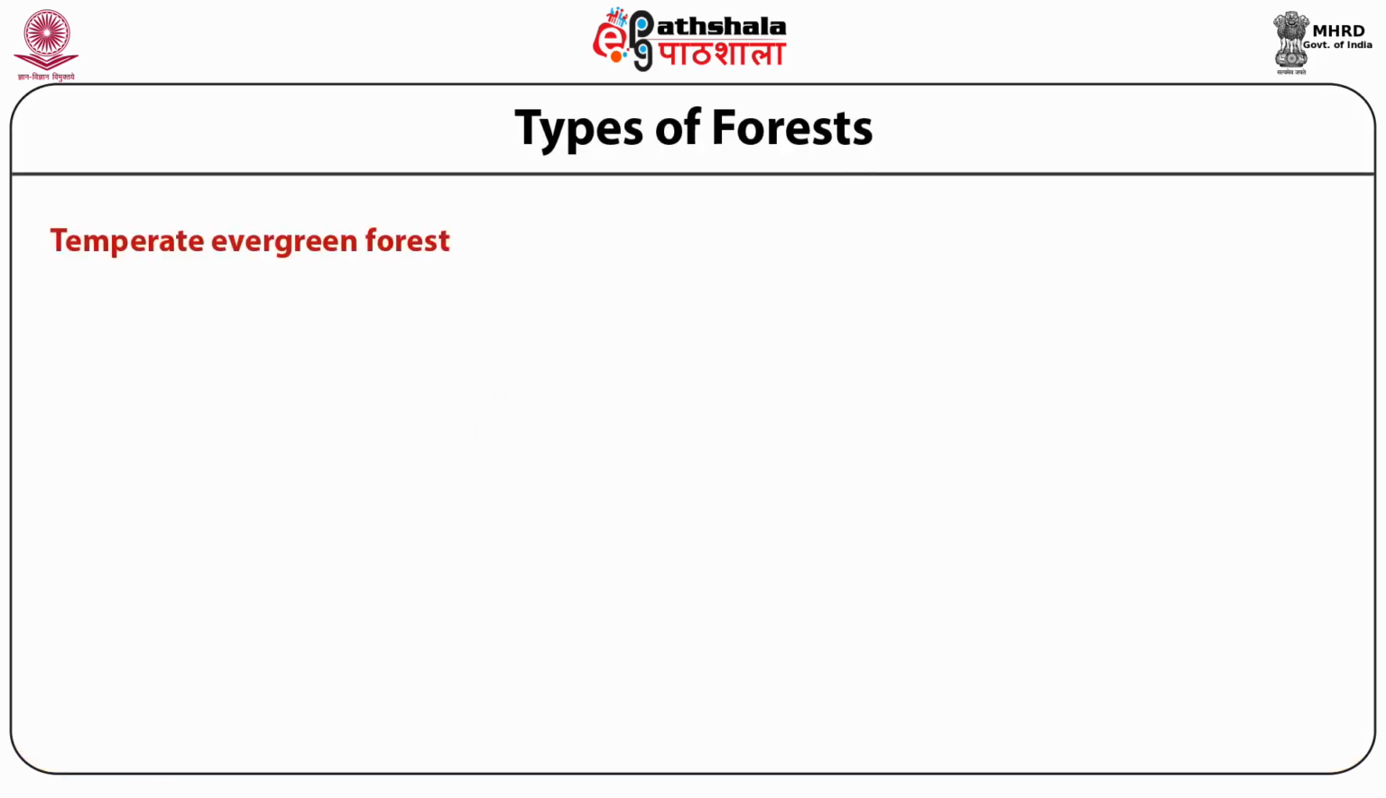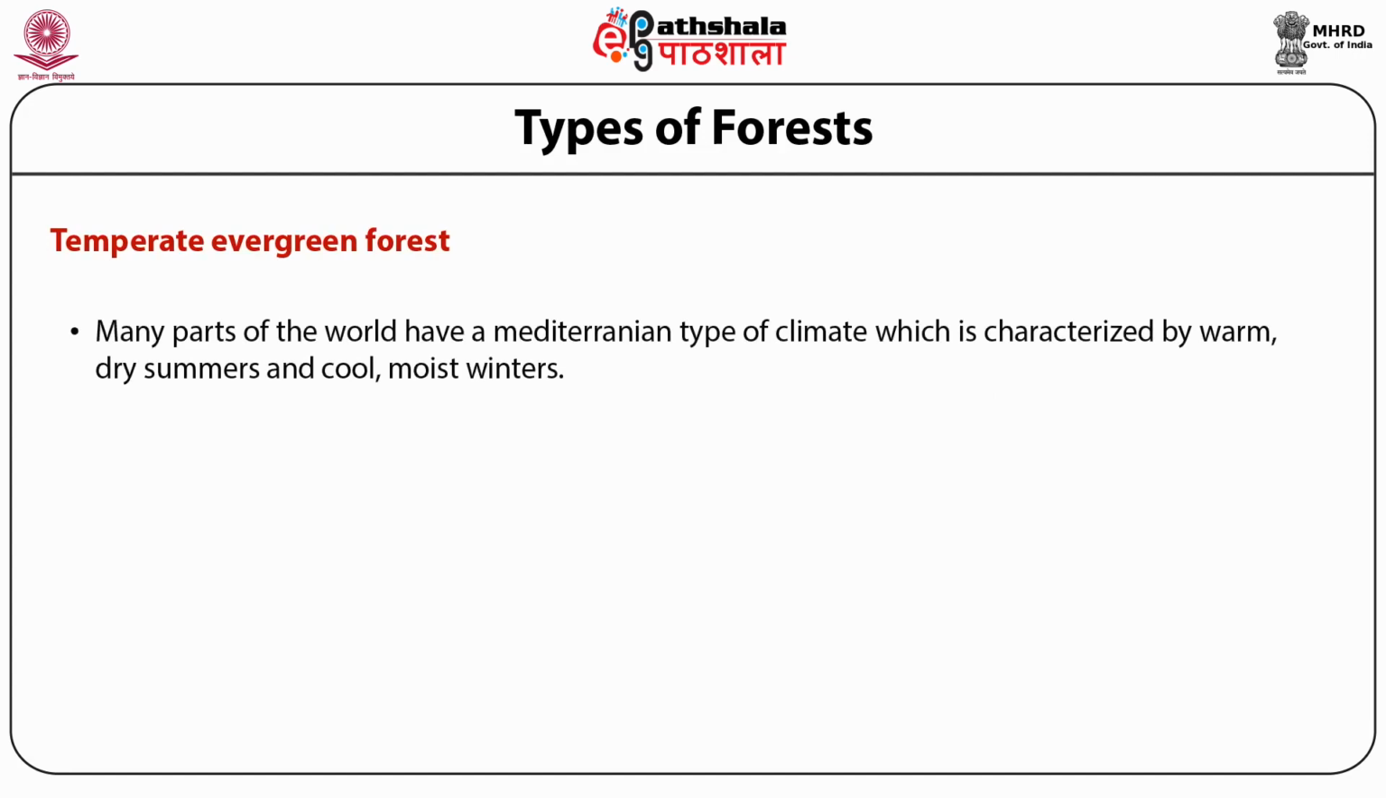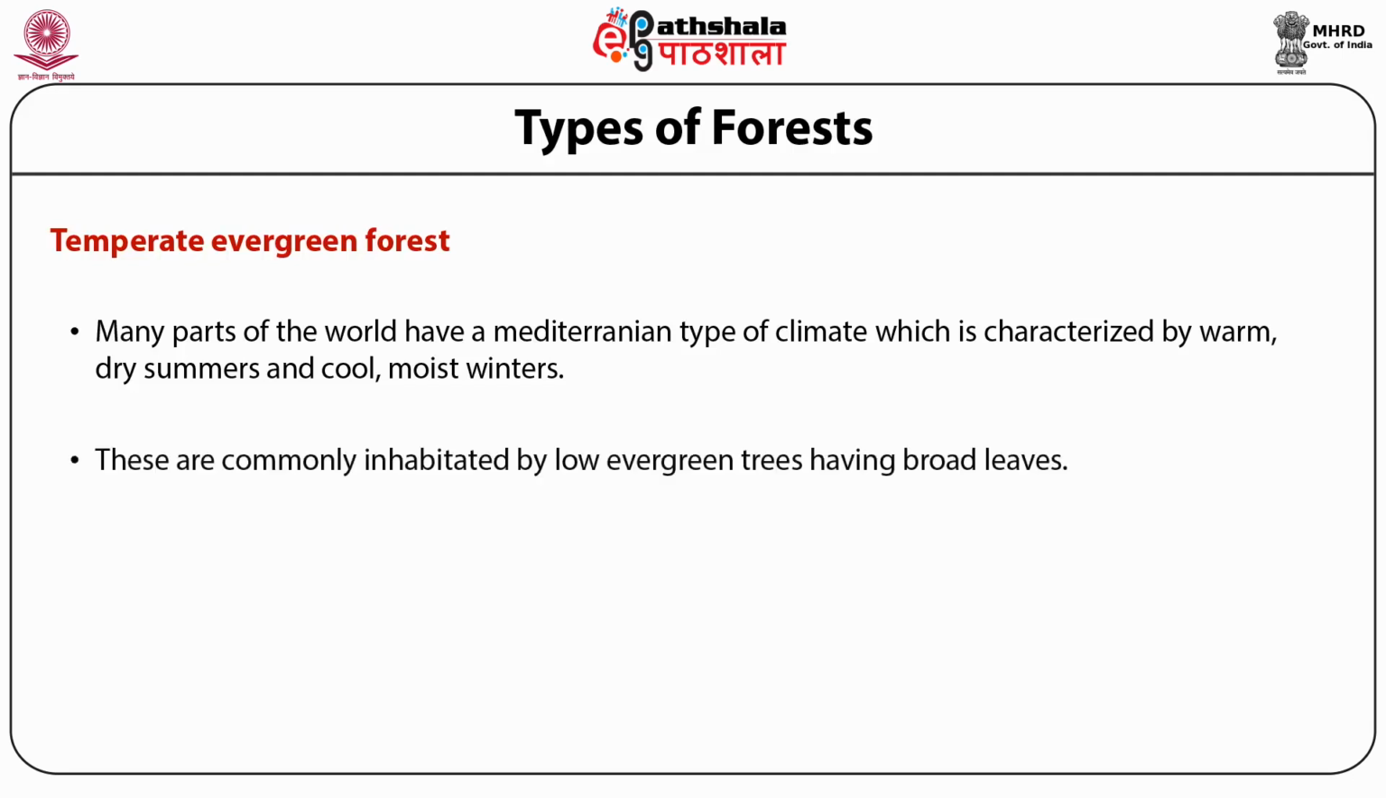Temperate evergreen forest. Many parts of the world have a Mediterranean type of climate which is characterized by warm, dry summers and cool, moist winters. These are commonly inhabited by low evergreen trees having broad leaves. In woodland, trees are essentially lacking, although shrubs may range up to 3 to 4 meters in height.